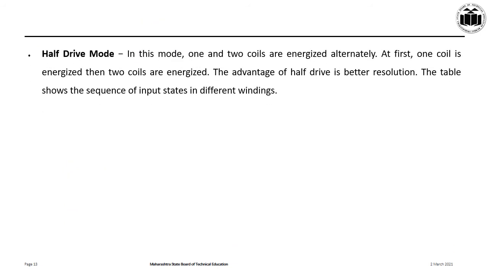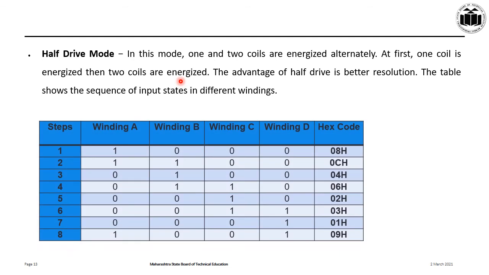Now let's look in half drive mode. In half drive mode, 1 and 2 coils are energized alternately. Like first 1 coil is energized, then 2 coils are energized, and so on. The advantage is better resolution in half drive mode. Let us look at the table. So winding A is energized first, then A and B are energized, then only B is energized, then B and C is energized, and so on. Using the hex code, we get this sequence.